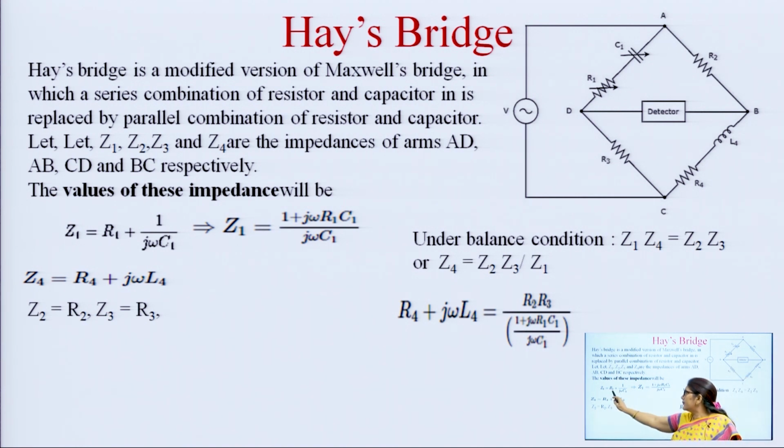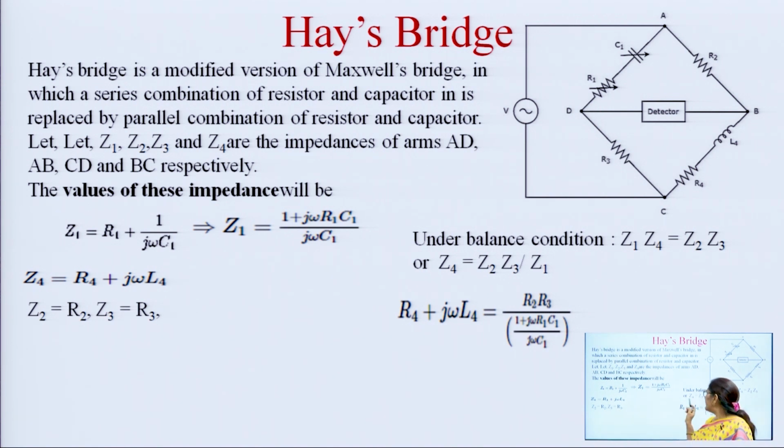So, we can write Z1 is equal to R1 plus 1 by j omega C1, that is, Z1 is equal to (1 plus j omega R1 C1) by j omega C1. Similarly, Z4 is a series combination, so it is R4 plus X4, and in place of X4 we can write j omega L4. Z2 and Z3 are pure resistances, so they are R2 and R3. Now in the balance condition, Z1 Z4 is equal to Z2 Z3, so we can find Z4 is equal to Z2 Z3 by Z1.